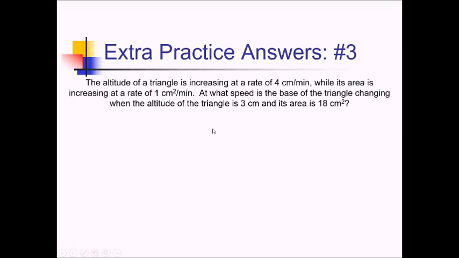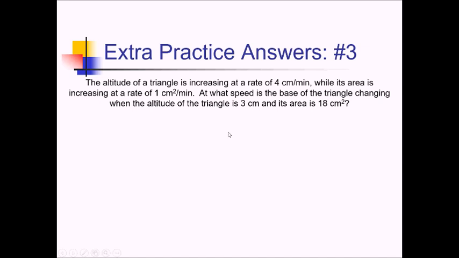For this problem, we have the altitude of a triangle increasing at a certain rate and the area also increasing at a different rate. We want to know the speed the base of the triangle is changing at when our altitude is 3 centimeters and the area is 18. Since I have multiple rates of change involved here, this is a related rates type of setup. I need to write an equation that relates all of these and then take the derivative with respect to time. That'll help me use some of these rates of change and find others.